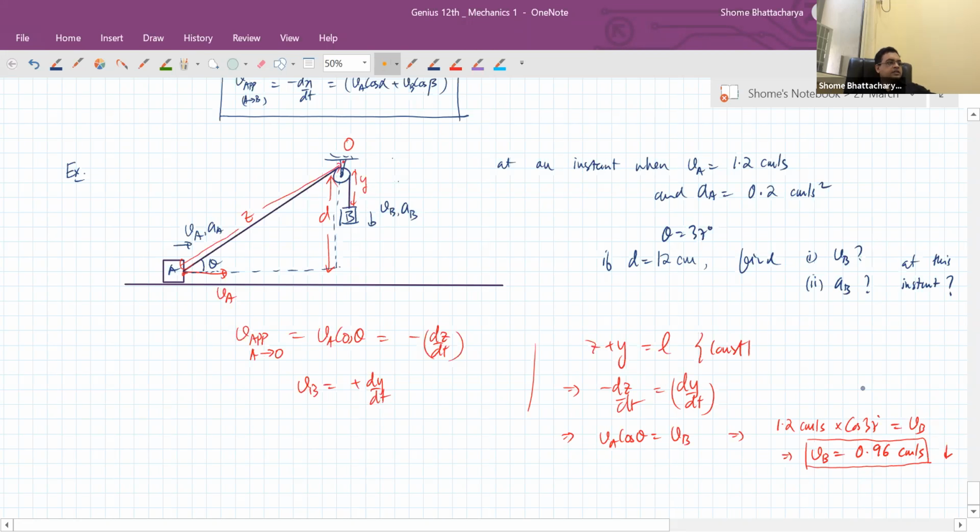Okay. Now the constraint relation for acceleration is a little bit more complicated, because you will understand one thing here. In this equation, all three quantities VA, VB, and theta, they are all instantaneous.